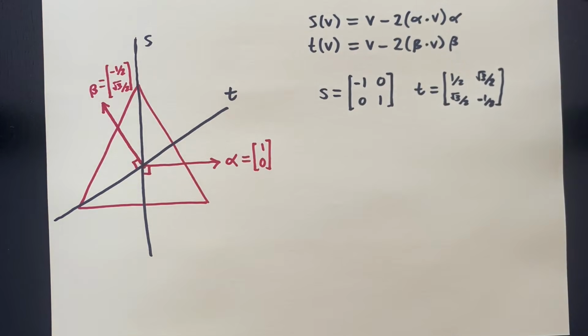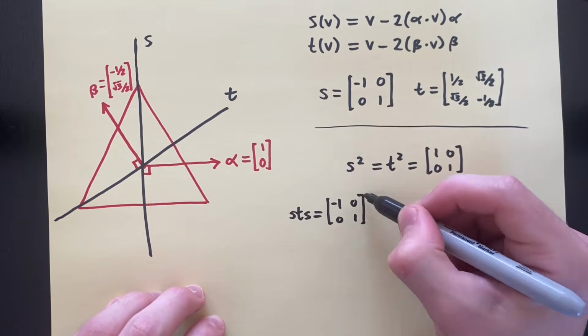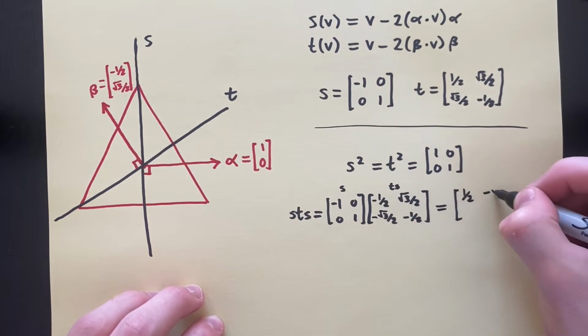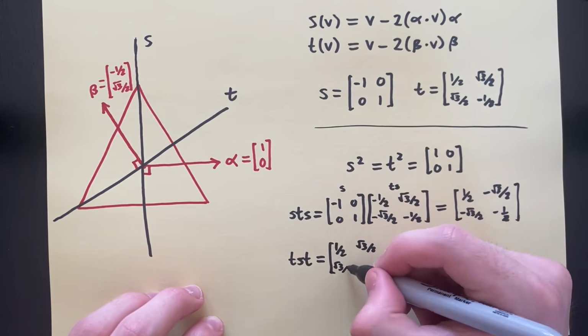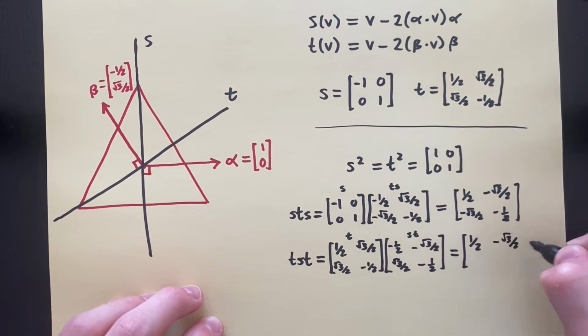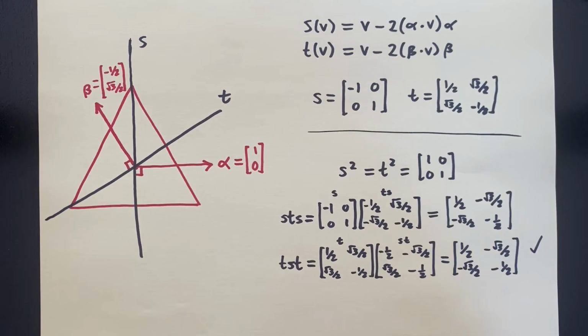Now that we've turned each generator into a matrix, we can get all the other group elements by matrix multiplication. To check that this actually works, you can verify that these matrices satisfy the relations of the Coxeter group. That is, t squared and s squared are both the identity matrix, and sts and tst are the same. This already gives a simple philosophical answer to that first question we had.